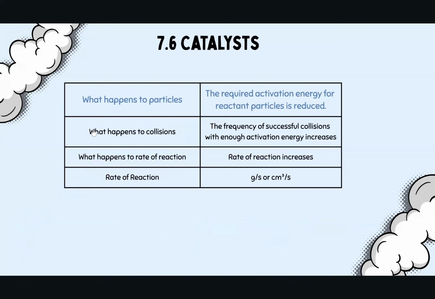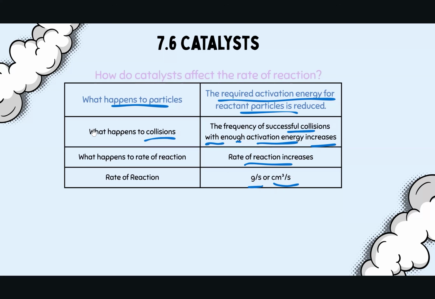So, catalysts. What happens to particles is the required activation energy for reactant particles is reduced. So, the main thing is the activation energy needed to make the reaction actually happen. With the catalyst, it's less. So, the frequency of successful collisions with enough activation energy increases. So what happens to collisions? The number of successful collisions increases because now more particles have got activation energy. What happens to the rate of reaction? It increases, and this is your measurement, grams per second or centimeters cubed per second.